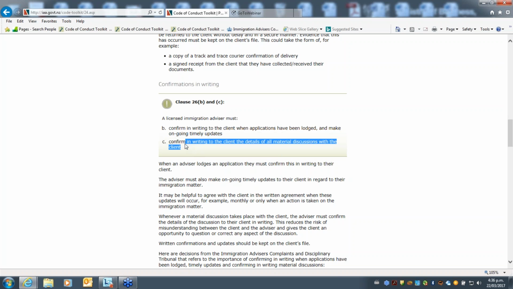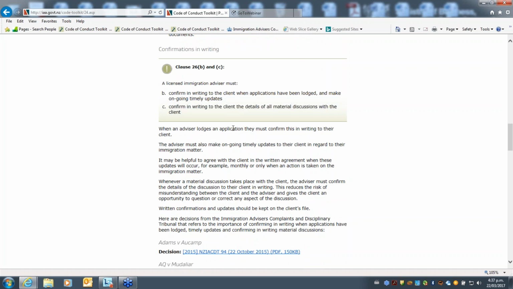You need to confirm in writing to the client the details of all material discussions with the client. This is really important, and again, not doing this in itself is not going to be a reason for a complaint, but often we see that when things go wrong, it's because this hasn't been done, and there's been a misunderstanding around a conversation, or one person says the conversation happened and the other person says the conversation just didn't happen. So it's your protection to have this in place.